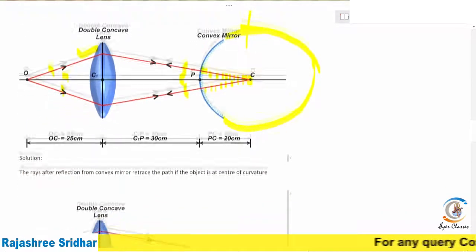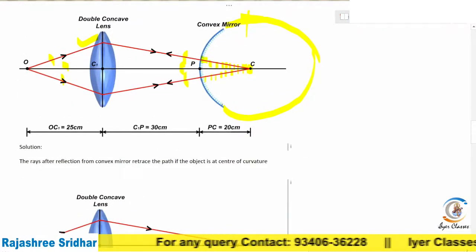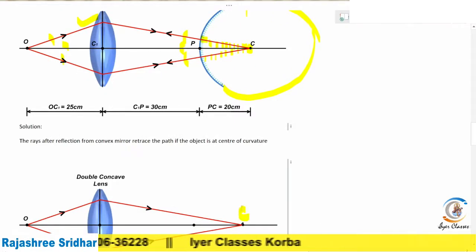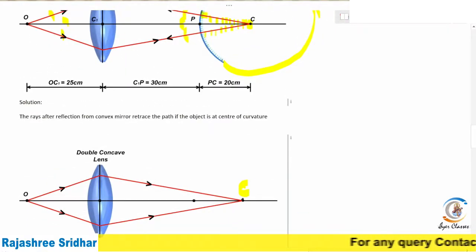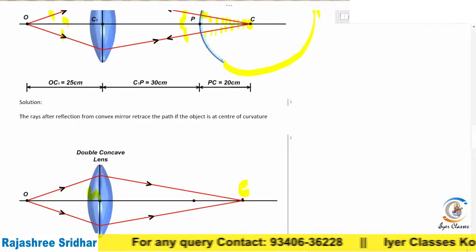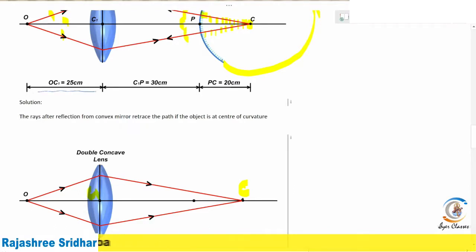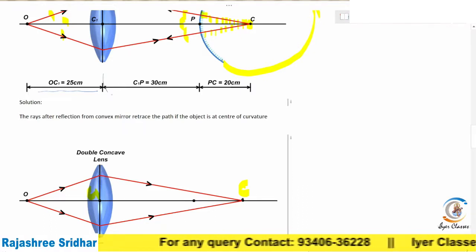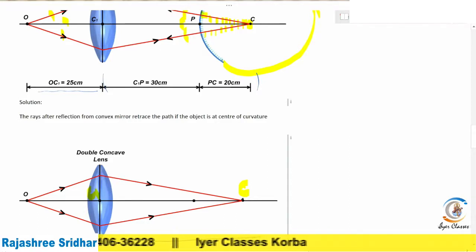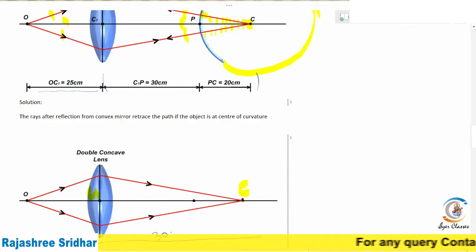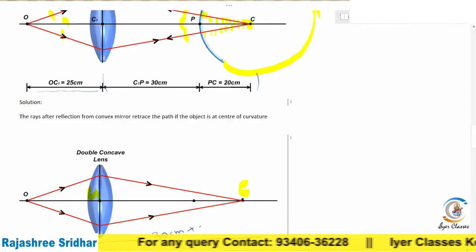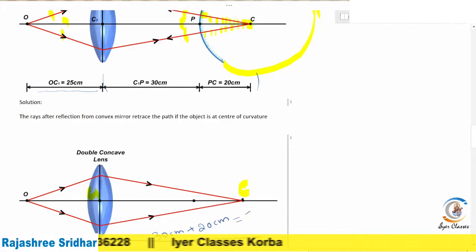Only then this is possible, right? Now we can consider the same case as if this mirror was not there and the rays are finally converging at the position C. So we can say that the distance OC1, as shown here, is equal to 25 centimeter. And for the image distance, you have to add up C1P plus PC, that means 30 centimeters plus 20 centimeters, which is equal to 50 centimeter. So that is equal to V.